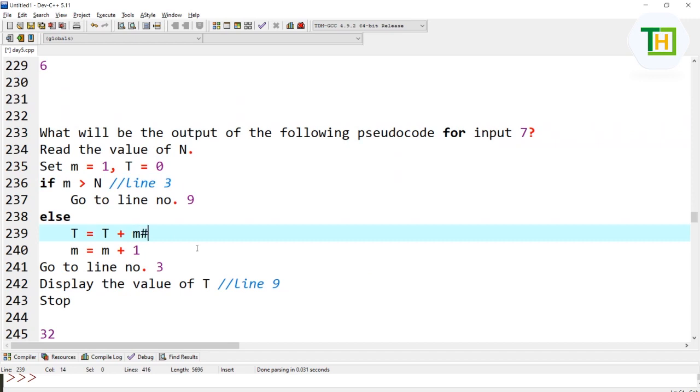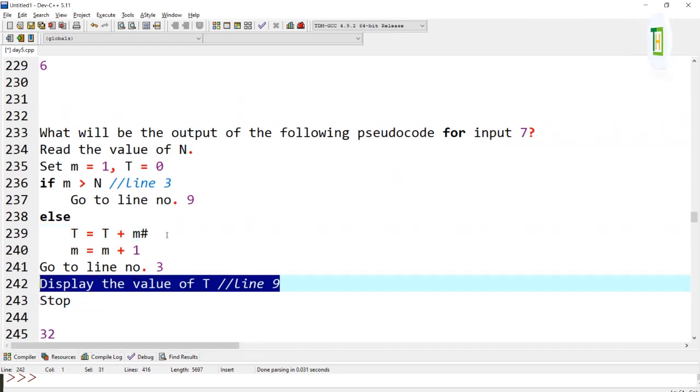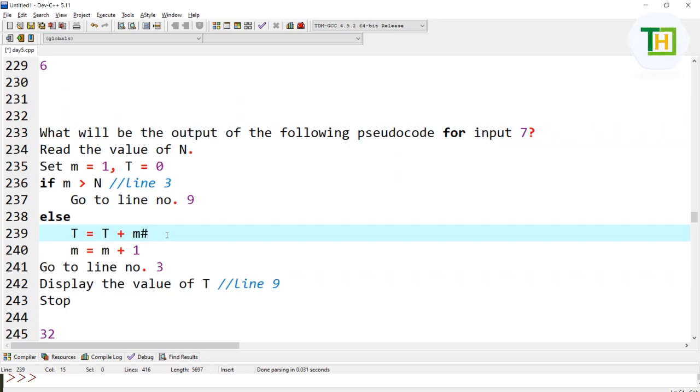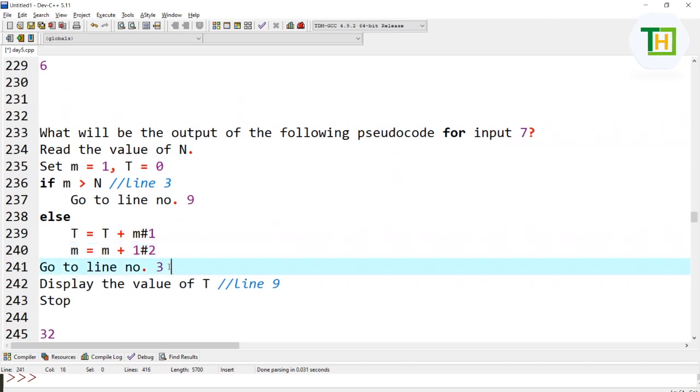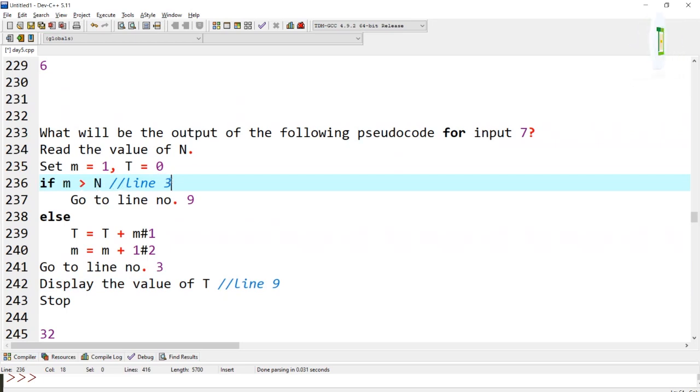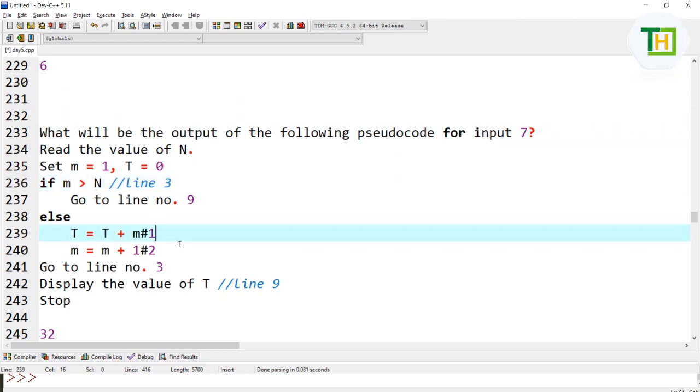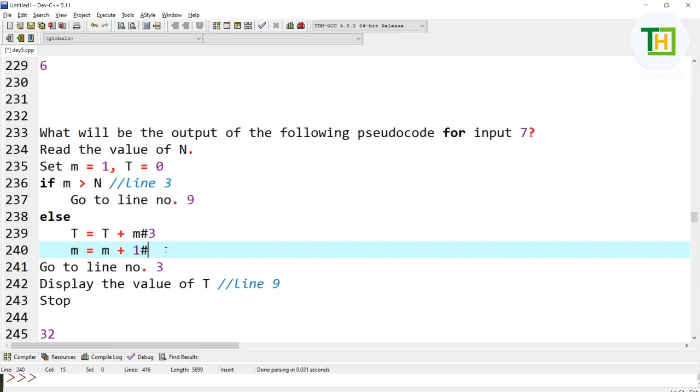T is equal to T plus M. The final answer we have to write is T only, right? T is equal to T value 0 plus M. That is going to be 1. Then M becomes 2 here. And again go to line 3. M value is 2 now. Is 2 greater than 7? No, 2 is not greater than 7, and it is moving here. And again T is equal to T plus M. Then 1 plus 2 is going to be 3, and it becomes 3 here.